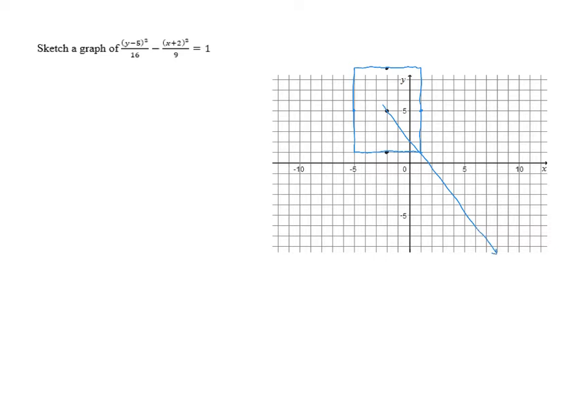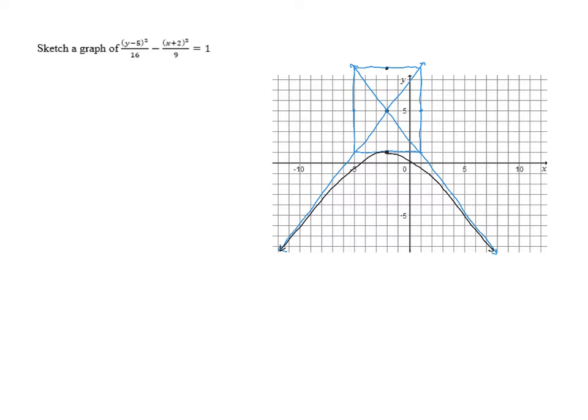So we've got one asymptote that goes in that direction, and then the other one is going to go down here in that direction. And then we can go and sketch the branches of the hyperbola. Remember, the curve needs to go through each vertex. It needs to be tangential to the central box and then asymptotically approaching the asymptotes. So the bottom branch will look something like that.